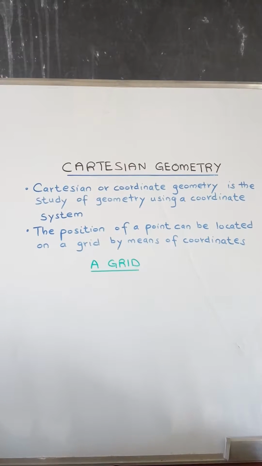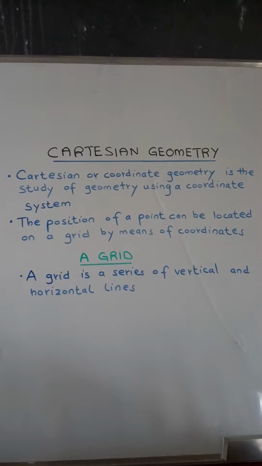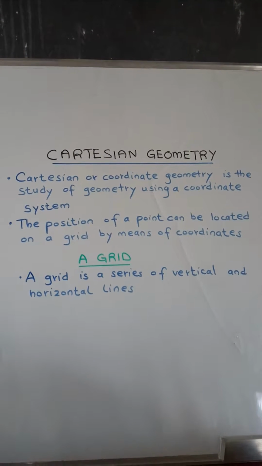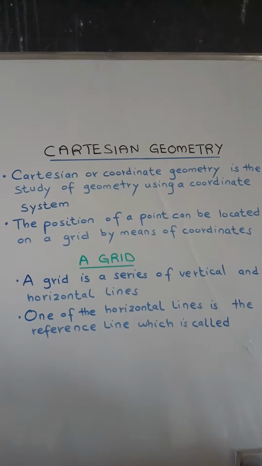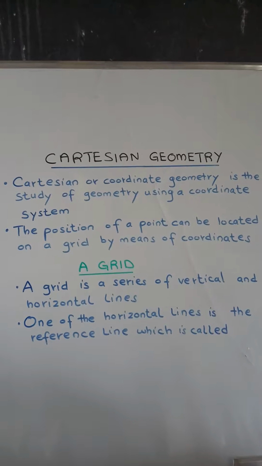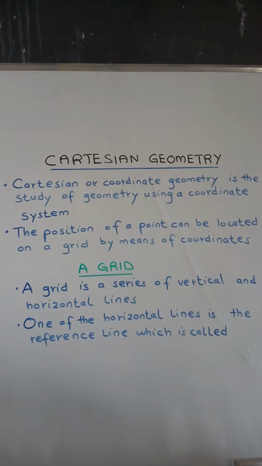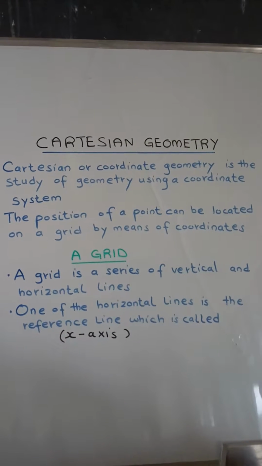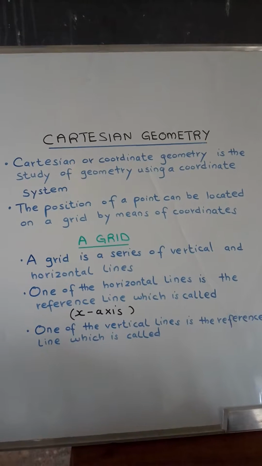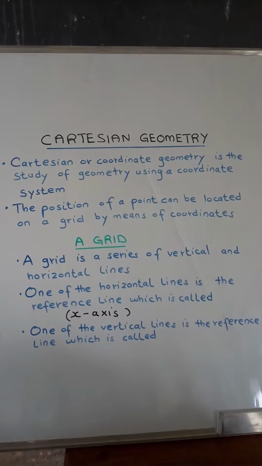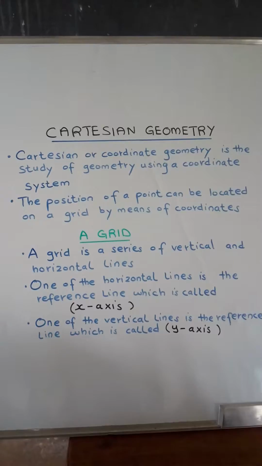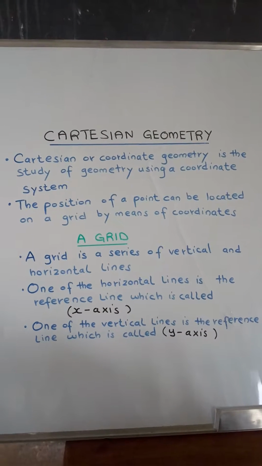A grid is a series of vertical and horizontal lines. One of the horizontal lines is the reference line, which is called the x-axis. One of the vertical lines is the reference line, which is called the y-axis.